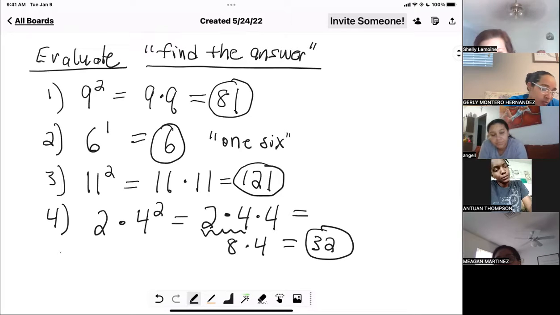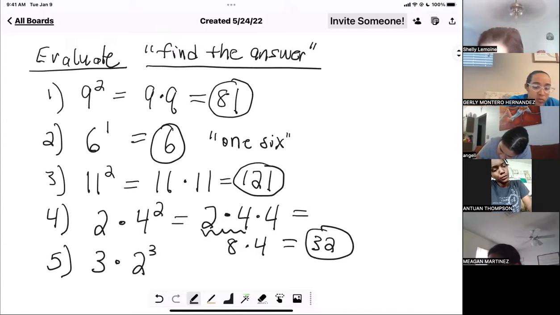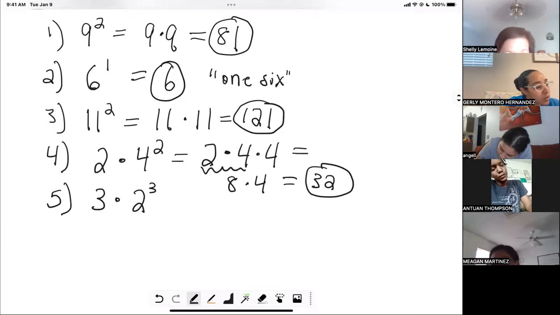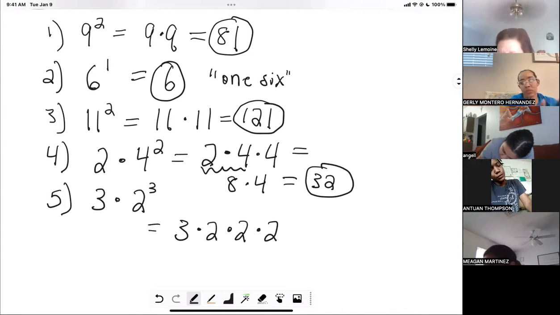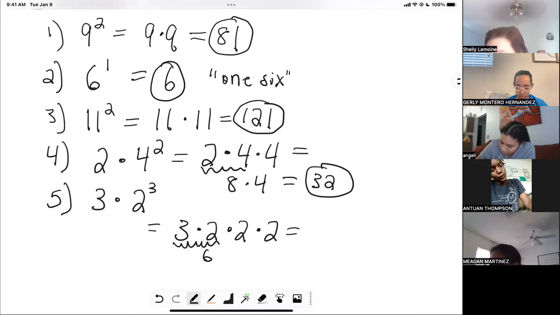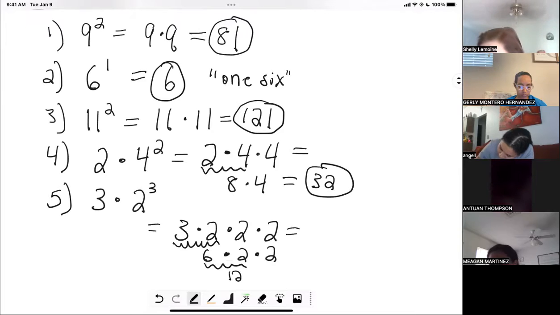And then what I haven't touched on is cubing. So 3 times 2 cubed. Cube means a 3 power. It just equals 3 times 2 times 2 times 2. So there's one 3 and three 2s. Let's multiply this out. 3 times 2 is 6. Bring down the 2s. 6 times 2 is 12, times 2 is 24.